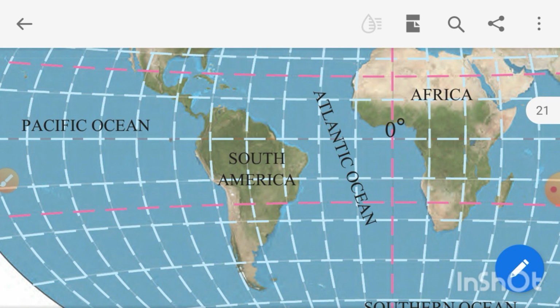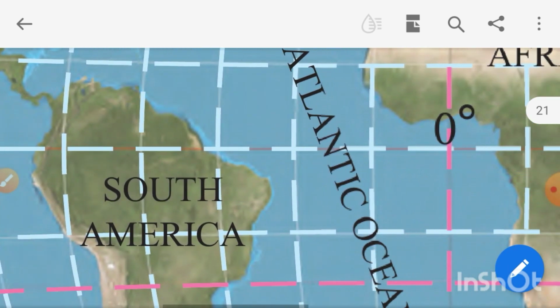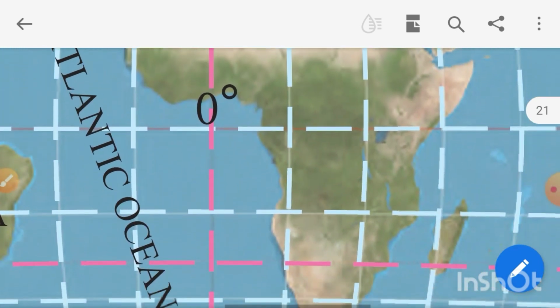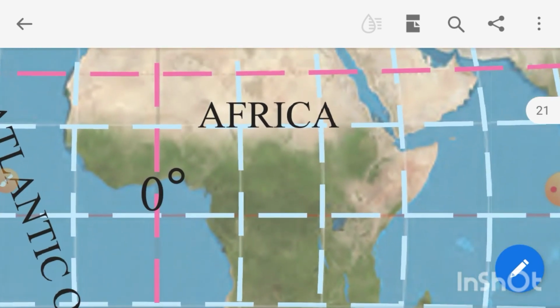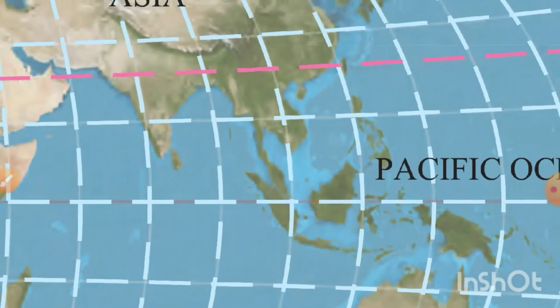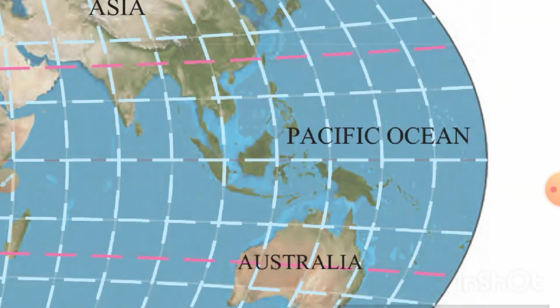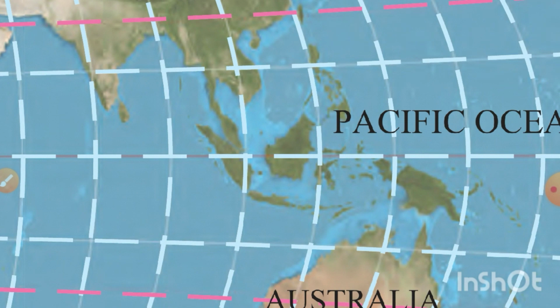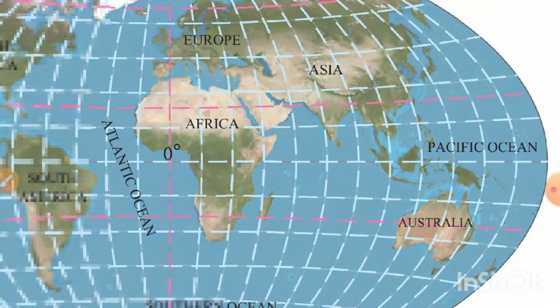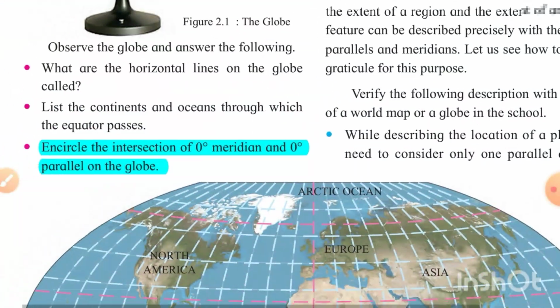And the next question was, which continents pass through the equator? So we can see here South America, it touches the equator, and the other continent is Africa, again it touches the equator, and some part of Asia, like you can see there is some part of Asia which touches the equator as well. Yes, so there are three continents which pass through the equator.